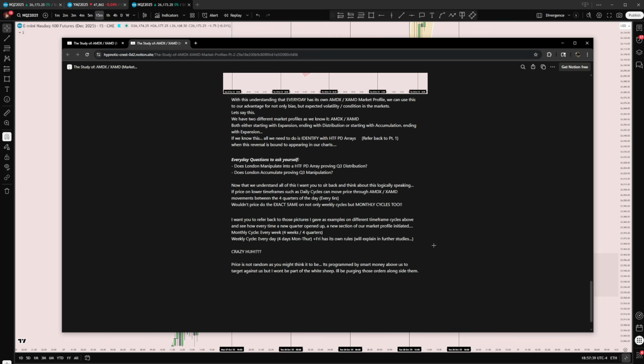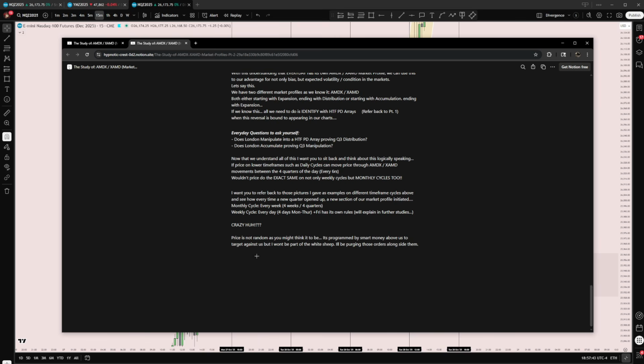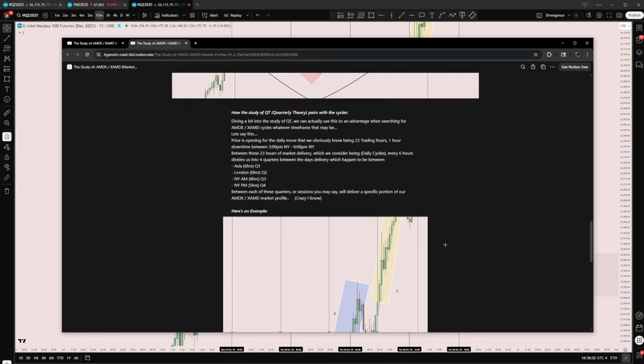I'll be explaining this further in studies, but what I want you guys to realize, I wrote down here: price is not random as you might think it to be. It's programmed by smart money above us to target against us, but I won't be part of the white sheep. I'll be purging those orders alongside them.